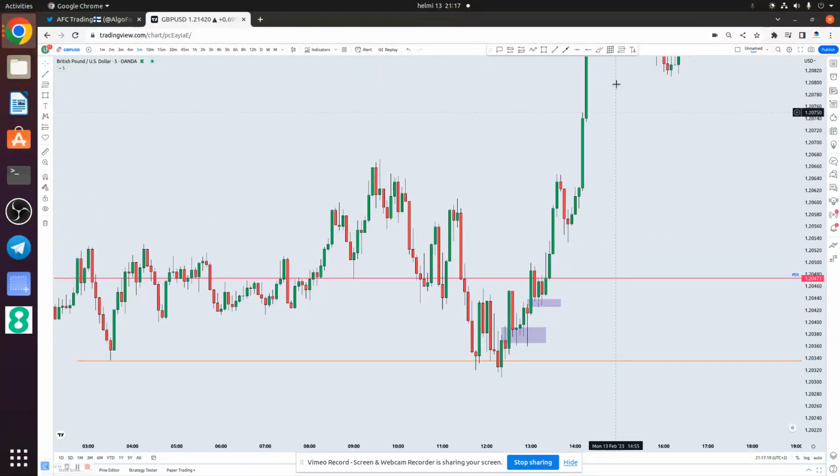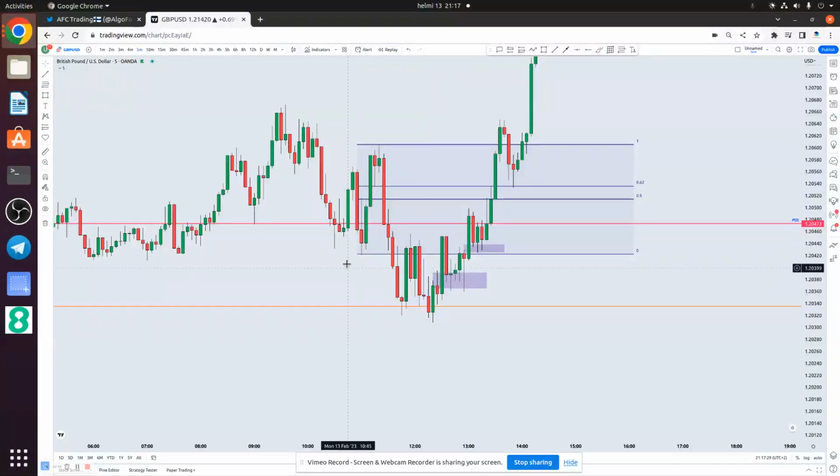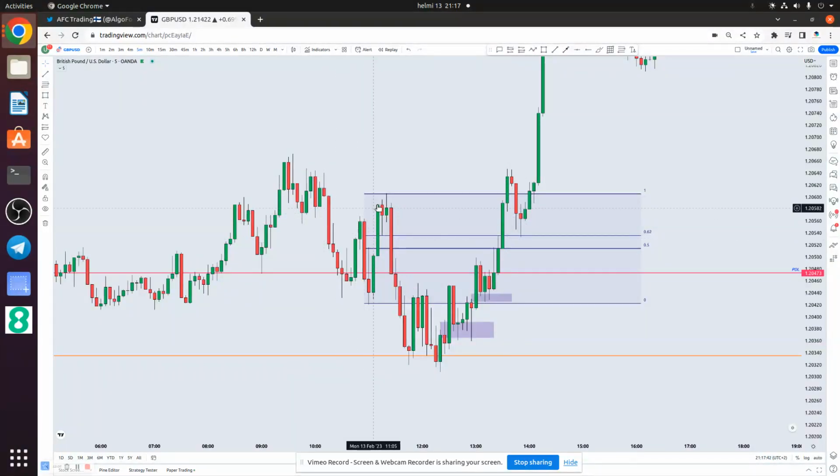The third entry was on this mitigation block. Why is it a mitigation block? We have a breaking structure right here. Price would retrace, and then we find a sell, but price disrespected it. It went up and then retested this mitigation block as a breaker block. Let me repeat it. The breaker block doesn't have to be a single candle. It can be a structure like this one.